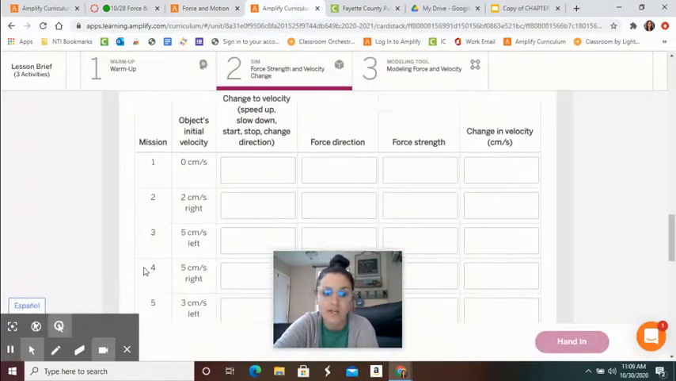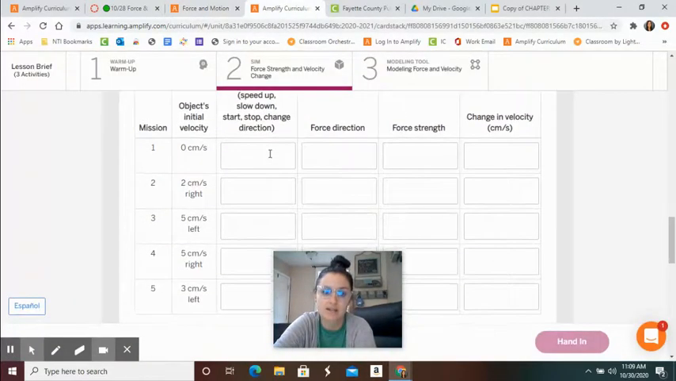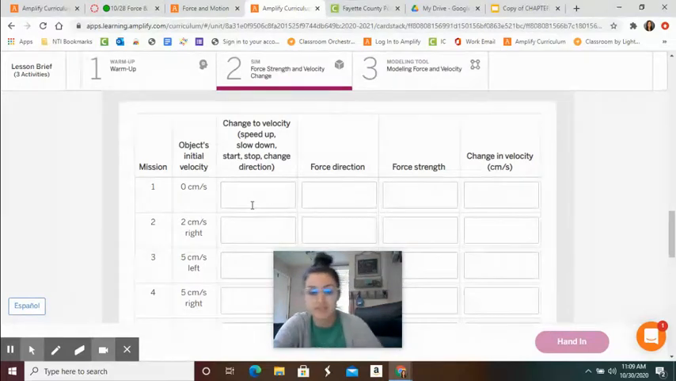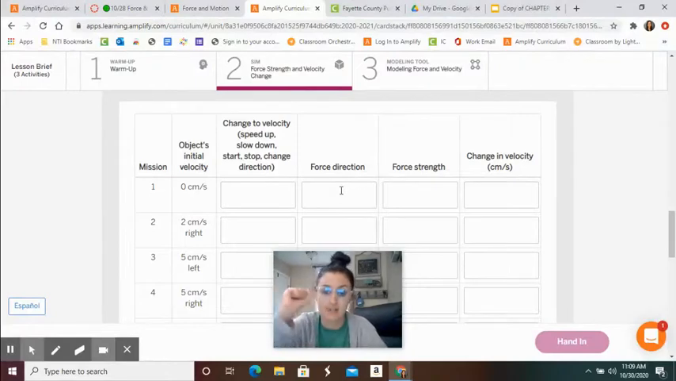For each mission, once you complete it, you're going to see that you needed to put in a change to the velocity. Either you sped it up or you slowed it down, whichever motion you did. Most of them, well, actually, they were all different. And then the direction. Which arrow did you click? Did you click the left arrow, the up, down, the right arrow? We actually did not click the up or down arrow at all. So it's either right or left.